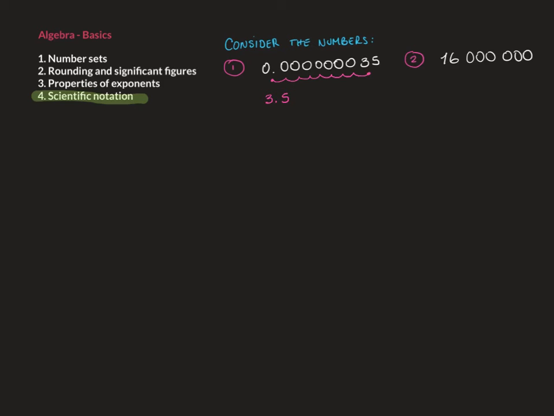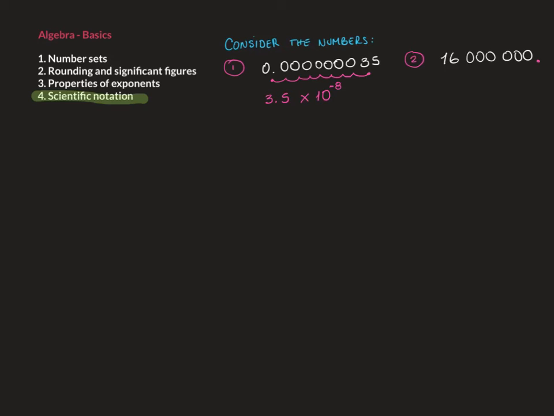3.5 is a lot bigger than the original number. So to account for that change in size, we need to divide by 10 or multiply by a negative power of 10. So it's going to be 10 to the power of how many spaces did we move? So it's going to be minus 8.